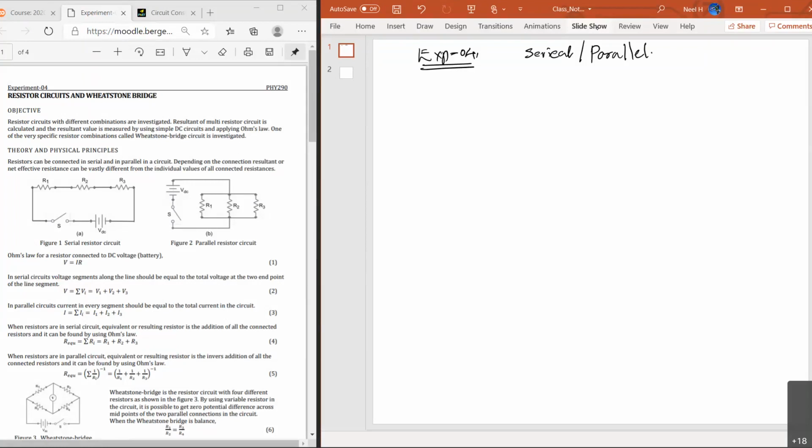Parallel connection. So you know the idea of these two. Yesterday also we discussed what is the idea of serial connection and parallel connection. Serial means all the items should be on one single line.